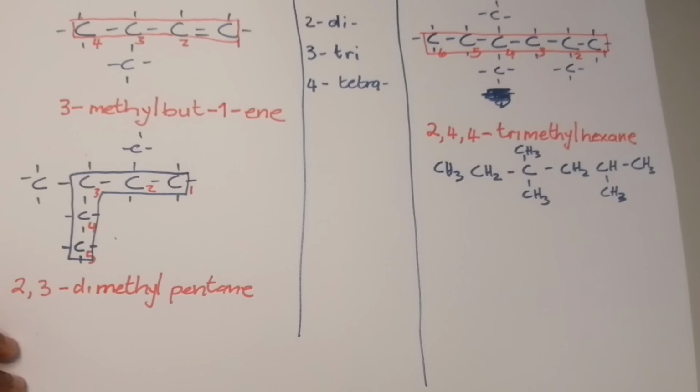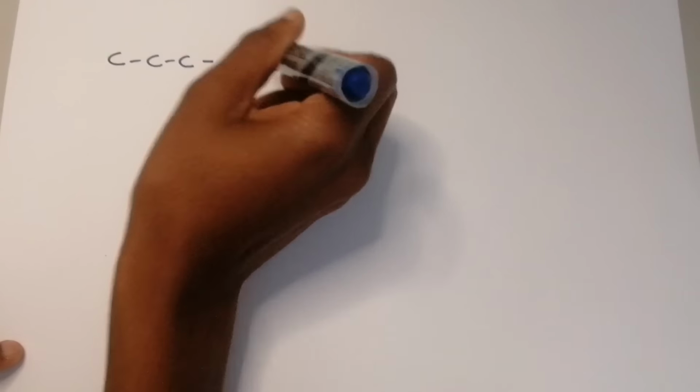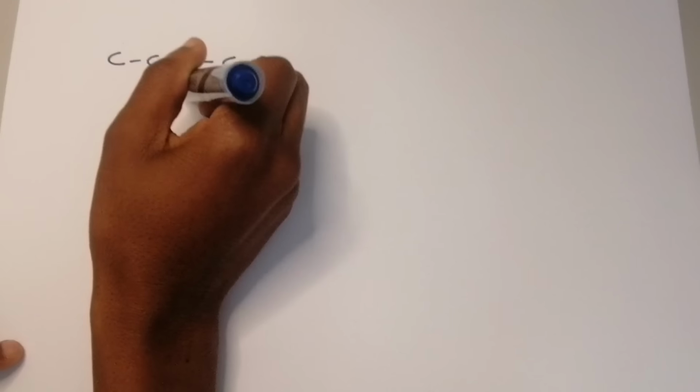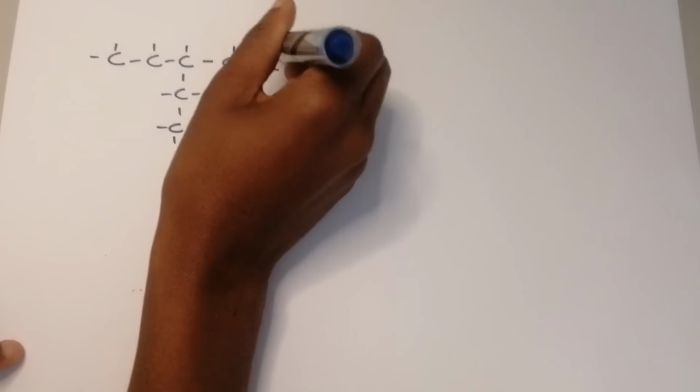Now, let me just go to another page. We know what happens when I've got more than one of the same thing. Now, the question is, what if I've got different side chains? What if I've got side chains that are not the same? So, for instance, let's take something this simple. I've got a compound that looks like this, and in it, let's say there we are, we've got a side chain there.